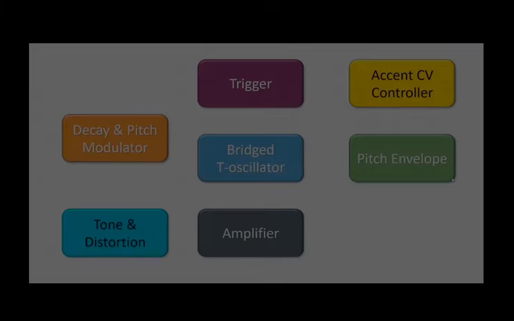So this is the block diagram. These are the blocks. As you can see, there is a trigger block, accent CV controller, pitch envelope, bridge T oscillator, which is the heart of the circuit, a decay and pitch modulator, tone and distortion, and an amplifier. You might have guessed how each of them is interconnected, so I'll show you that. So this is it. And if we talk about input and output, the input goes into the trigger, and the output comes out of the amplifier.